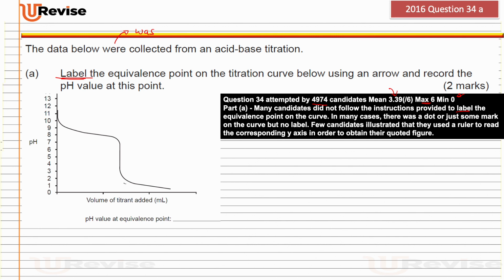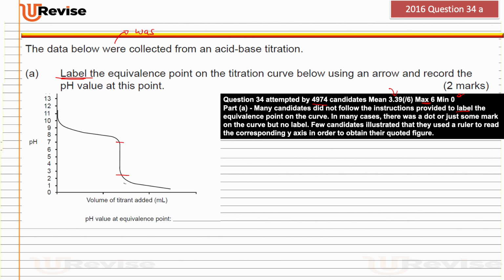In many cases, there was a dot or just some mark on the curve, but no label. Few candidates illustrated that they used a ruler to read the corresponding y-axis in order to obtain the quoted figure. So how do we determine the equivalence point?